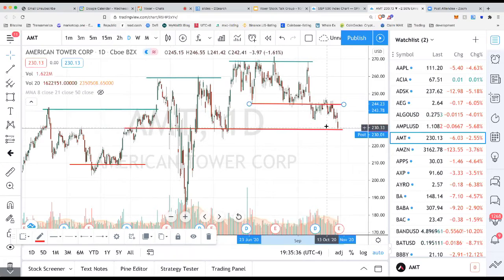So I think support and resistance are, again, strong indicators for giving you a little bit more data to help you make your decision.